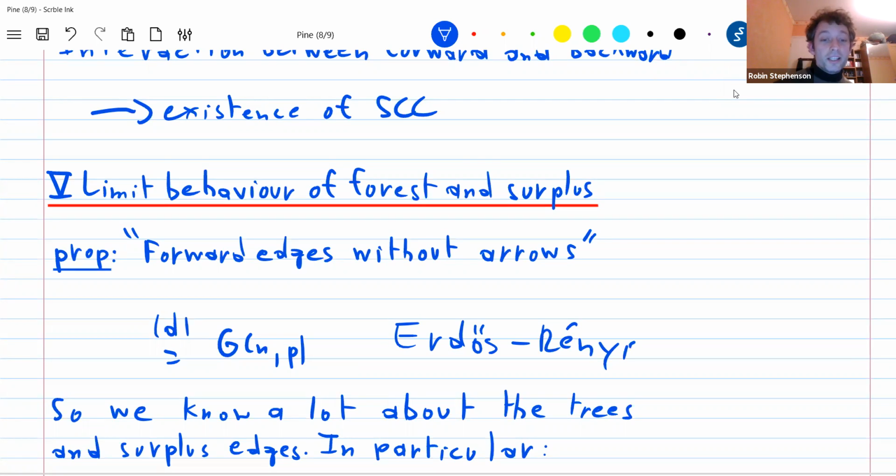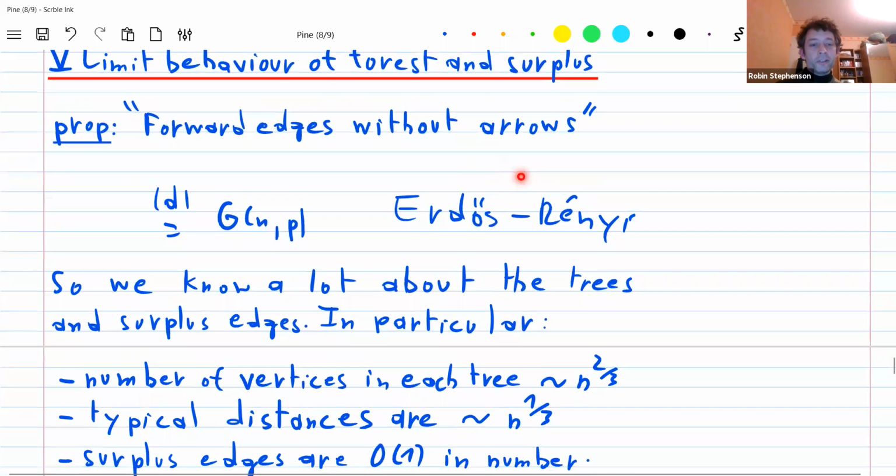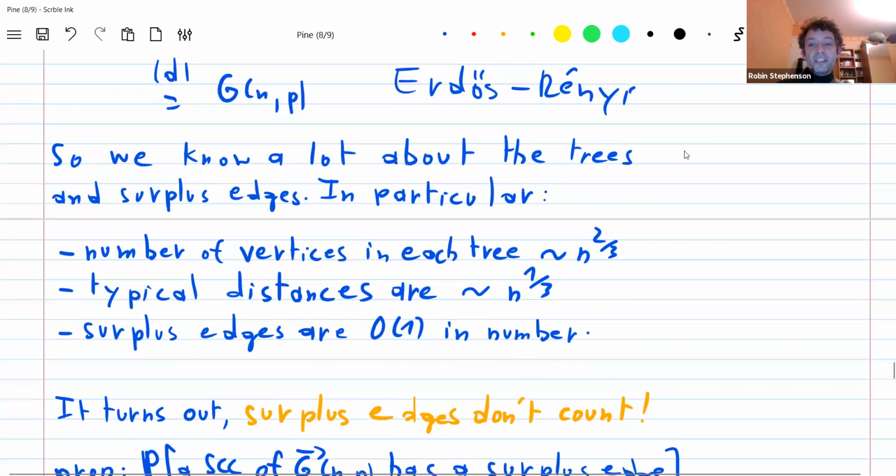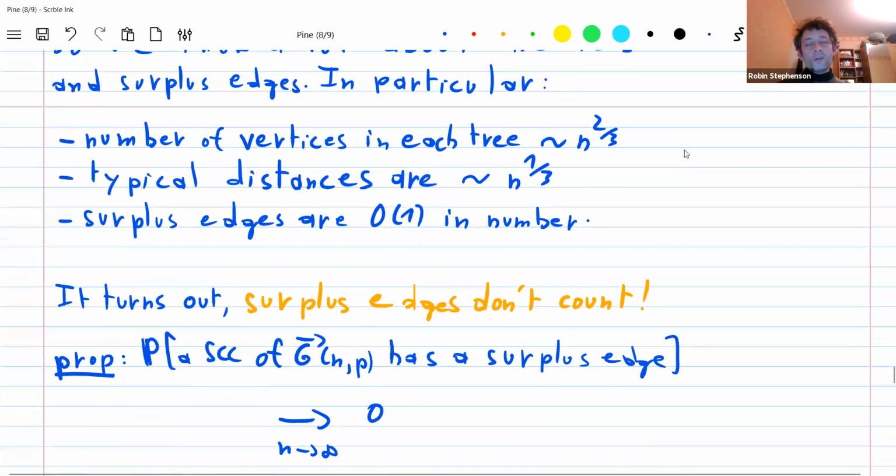That's great. This means we already know lots and lots of things about these edges and those trees, because we can use the results I mentioned earlier. For example, the number of vertices in each tree is about n^(2/3). That's connected components of Erdős-Rényi. Typical distances are of order n^(1/3). That's the scaling limit result we mentioned. And the surplus edges are very few in number. They're only about O(1) in number. So I didn't really mention that, but those are the extra edges I mentioned earlier. There's not many of them at all.